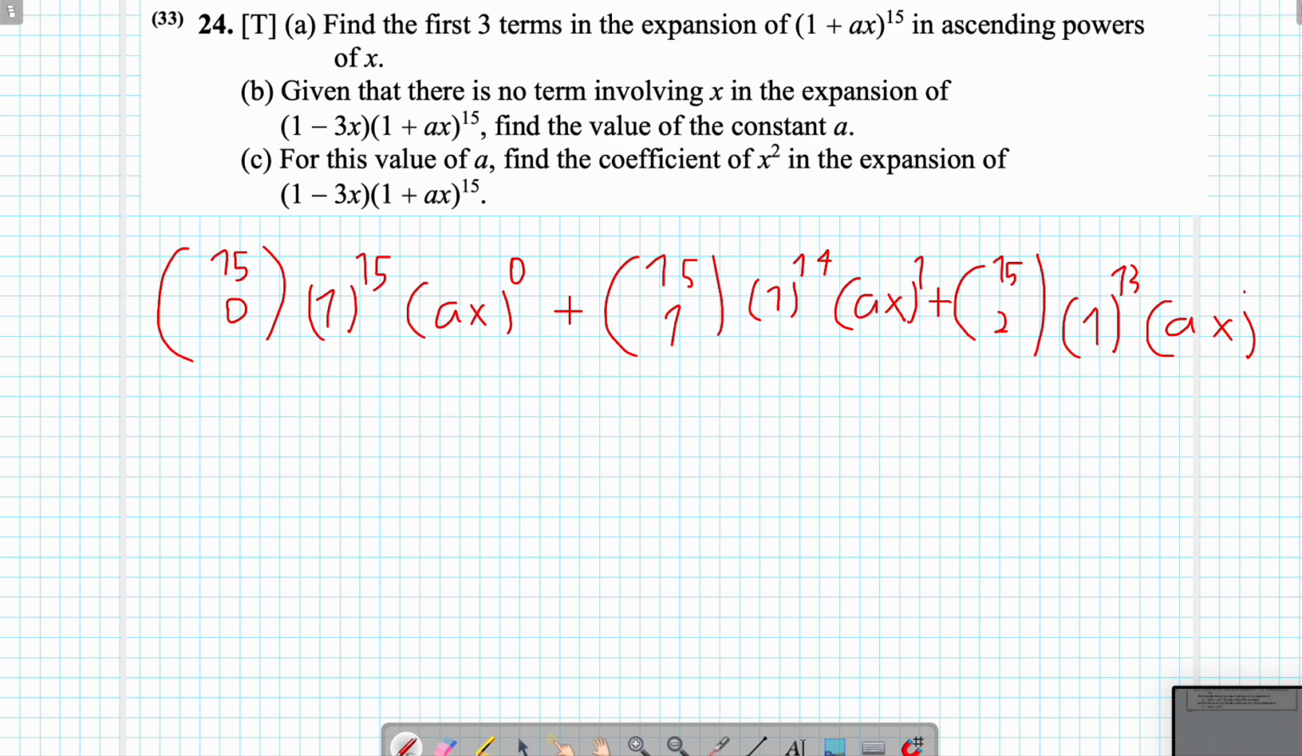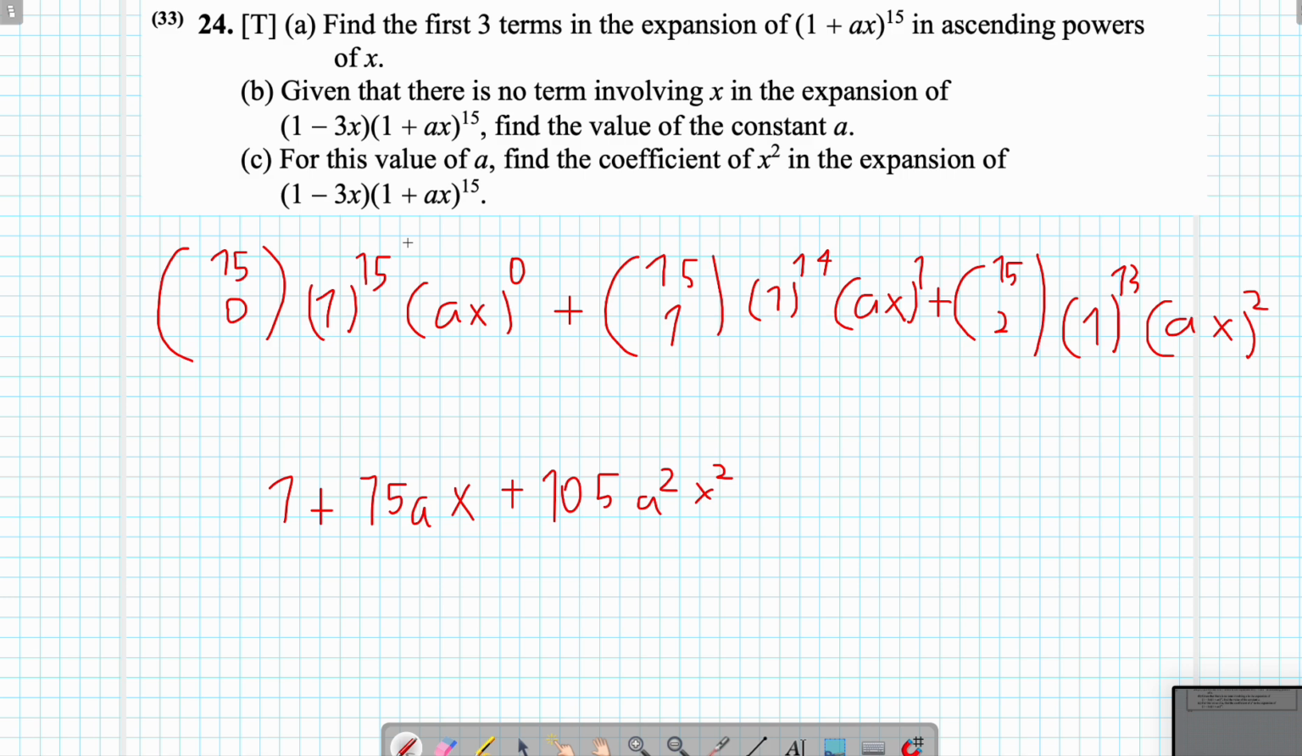So all of this will be equal to 1 plus 15ax plus 15c2, which is 105 a squared x squared.